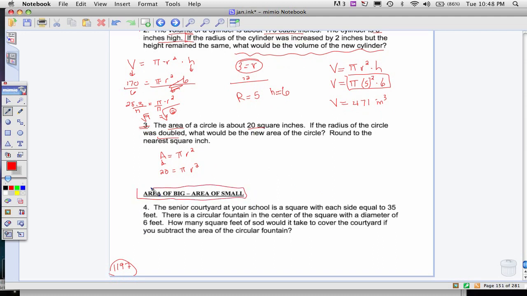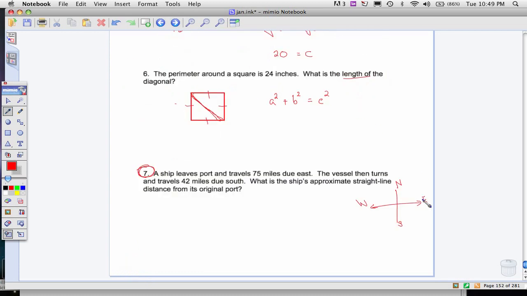Now, for this particular problem, area of big minus area of small, you've got to be careful. It wants to know the area of the big, which is the area of a square. Look up that formula. And the area of the small is the area of a circle, which is pi r squared. It gives you diameter, so you have to take the diameter and divide it by 2 in order to find the radius. If you find this answer to be 1,197, you're pretty close.